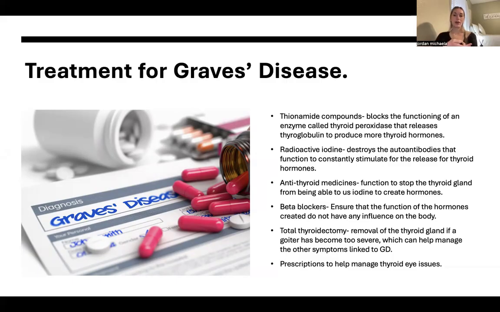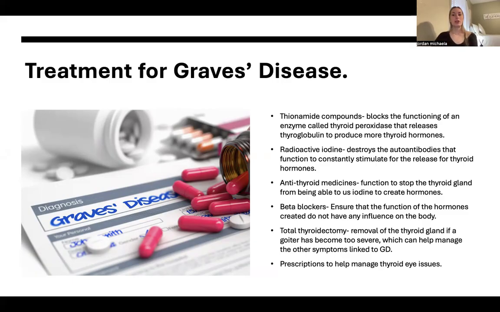Radioactive iodine, which we've discussed, destroys those autoantibodies that function to constantly stimulate for the release of hormones. Antithyroid medicines function to stop the thyroid gland from being able to use iodine to create hormones because we do need iodine in our diets. It helps for normal functioning of the thyroid, but if there are these autoantibodies in our thyroid and in our body, we don't need the hormones to be functioning off of the iodine that we are ingesting. So these medicines can stop that.